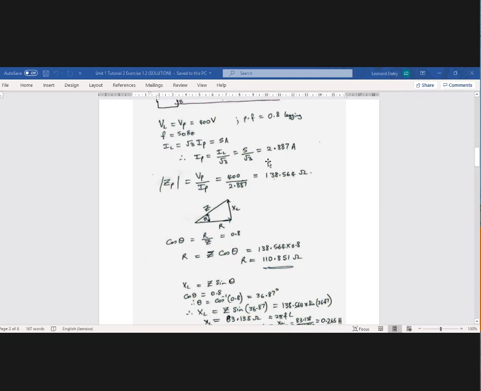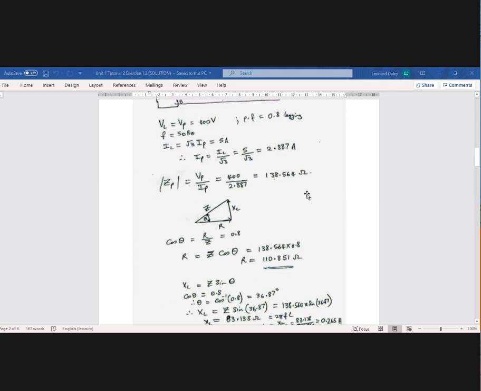Yes. All right, so you're finding it for IRY. Yeah, you could do that. And then you're dividing VRY by IRY, so you end up with Z. So IRY would be 2.887 at angle minus 36.87. All right, so yeah, that can be done.